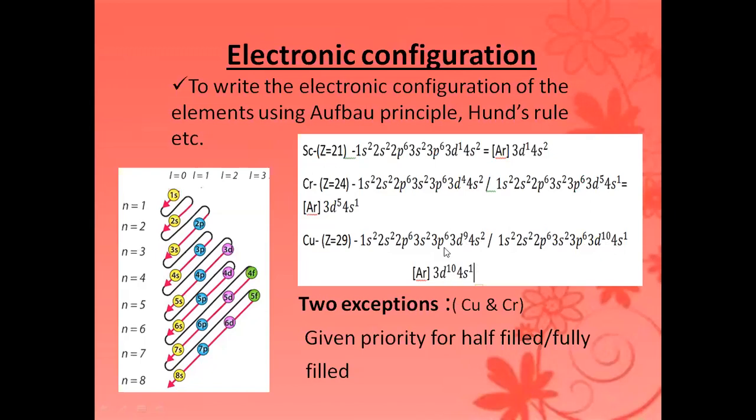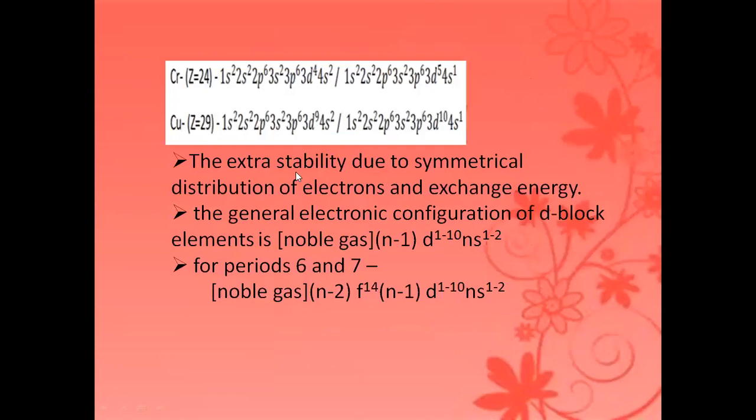So we saw 2 exceptions, right? Copper and chromium. So why do we give priority here? Because when it is half filled or completely filled, it is stable. That is why we change and write their electronic configuration like this. So the extra stability is due to the symmetrical distribution of electrons and the exchange energy. So why is it more stable? Due to two reasons: symmetrical distribution of the electrons and the exchange energy. We already know more about these two topics, and we learned this in 11th standard itself.